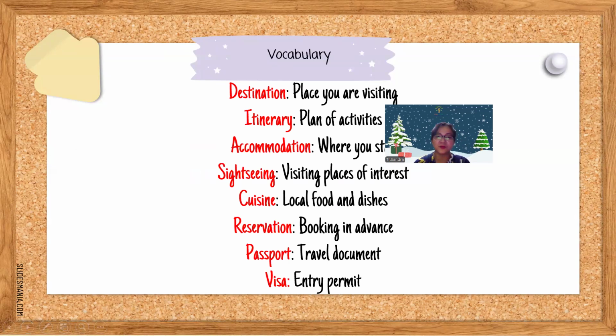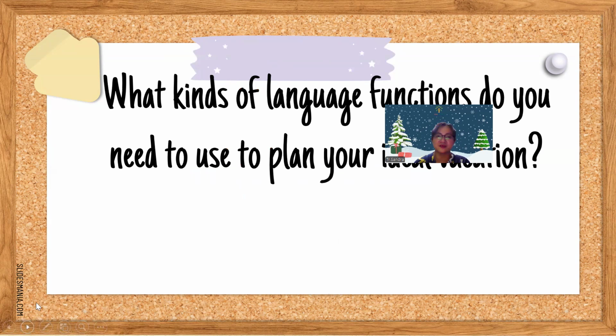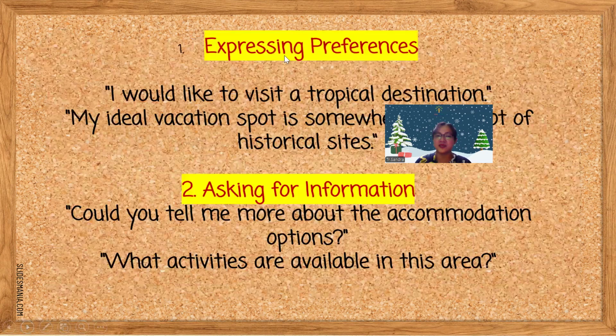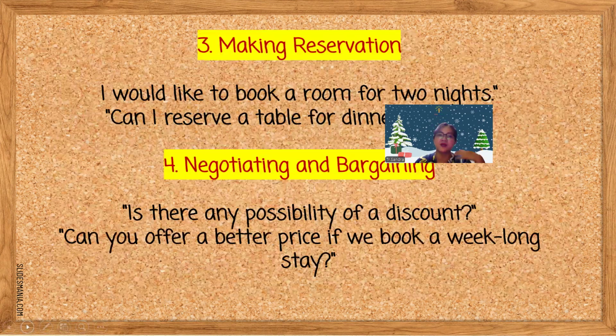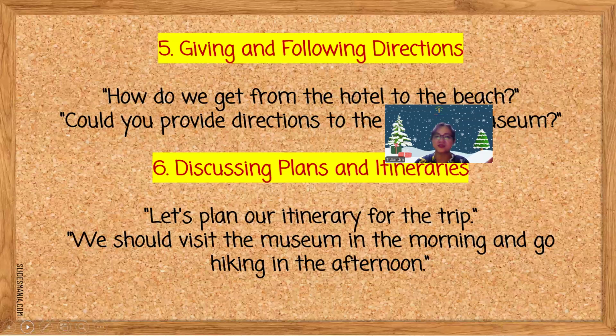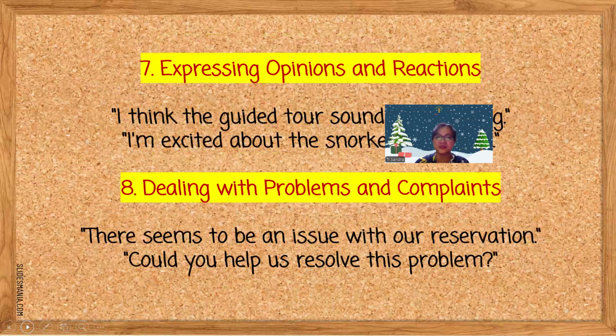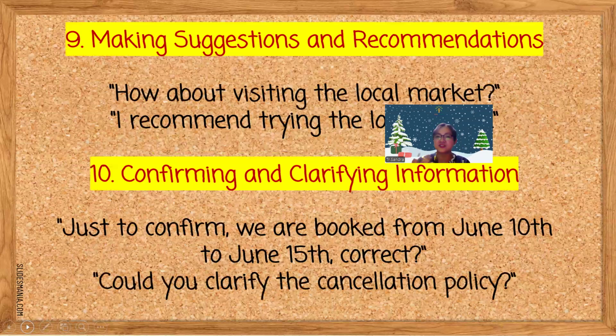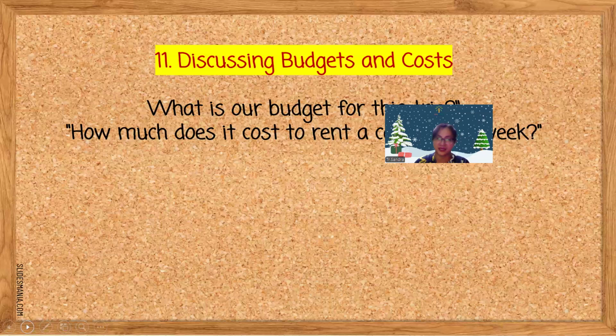And after that, when we talk about language functions, these are the language functions we might need: expressing preferences, asking for information, okay, and making reservations, or negotiating and bargaining, or giving and following directions, or discussing plans, and expressing opinions and dealing with problems like this, okay? What about making suggestions and recommendations, like some of you have already mentioned, and confirming and clarifying, and discussing budget like this, okay? These are the functions, okay?